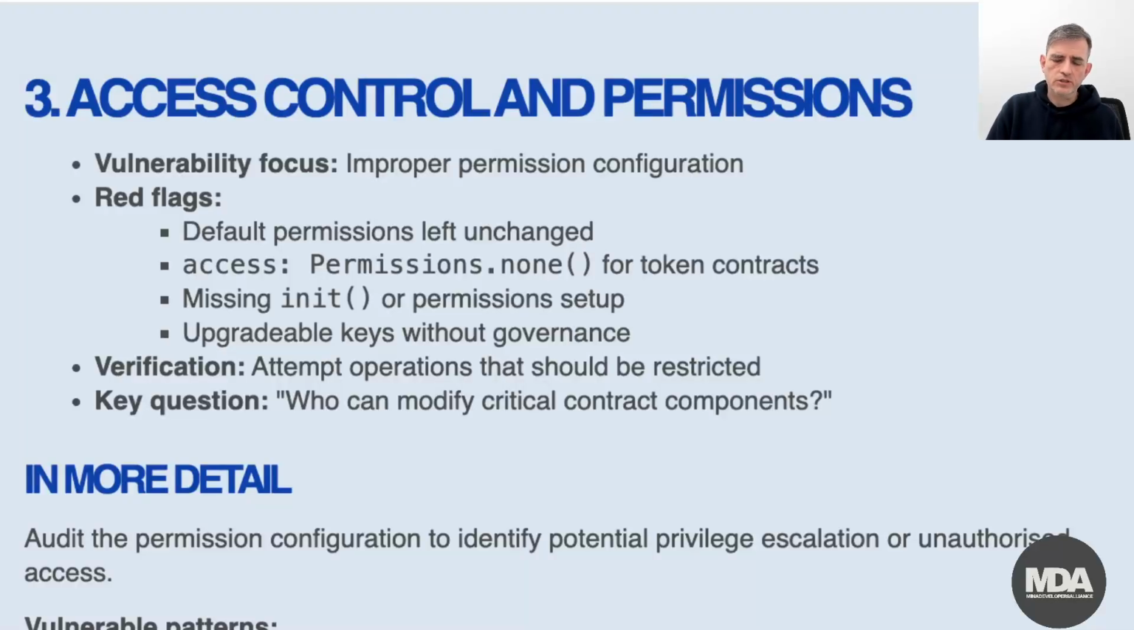Let's look now at access control and permissions. We're looking for vulnerabilities where there is an improper permission configuration, and some red flags to show us that that could be the case. Maybe there are default permissions that haven't been changed, but they should be. Or maybe permissions haven't been set up at all. There is missing setup, or maybe there will be upgradable keys. We're looking to do upgradability, but there isn't the governance behind that. The question to bear in mind with this is: who can modify components that are critical to the way that the contract will behave?